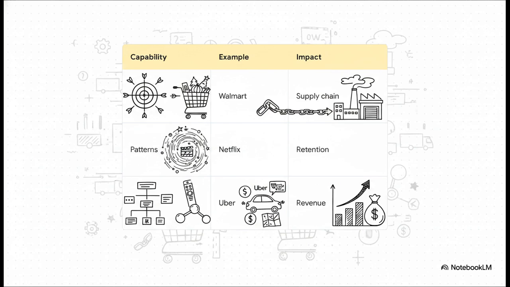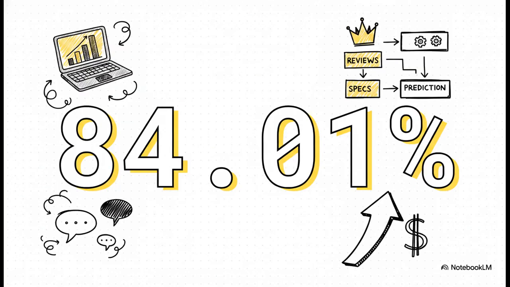Then you have Netflix. They use pattern recognition to analyze mountains of viewing habit data, providing personalized recommendations that significantly increase customer retention. And Uber? They rely on automated decision-making to dynamically adjust ride prices based on real-time supply and demand, maximizing their revenue on the fly. This is exactly how you translate that intimidating black box into a rock-solid business case. Let's look at one more highly specific example to really put this into perspective.